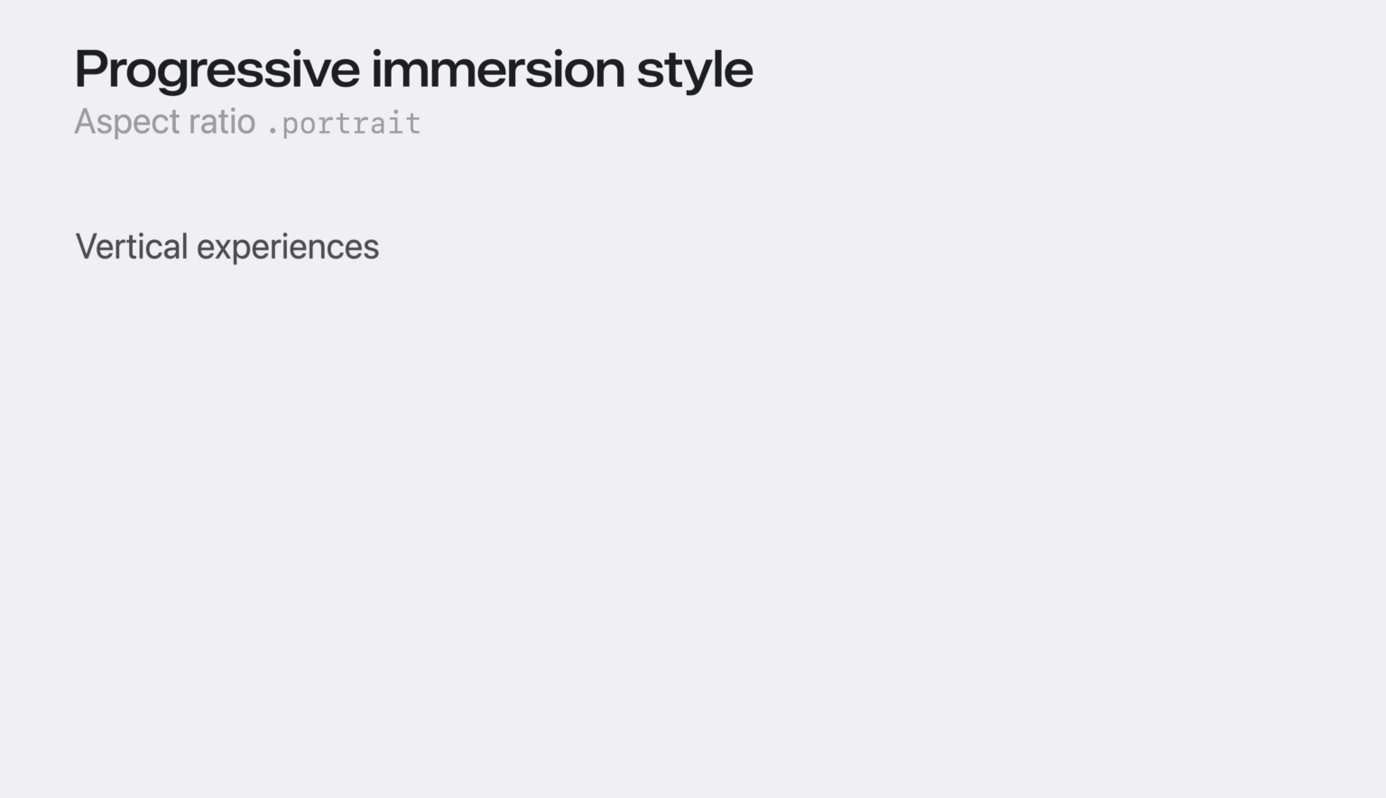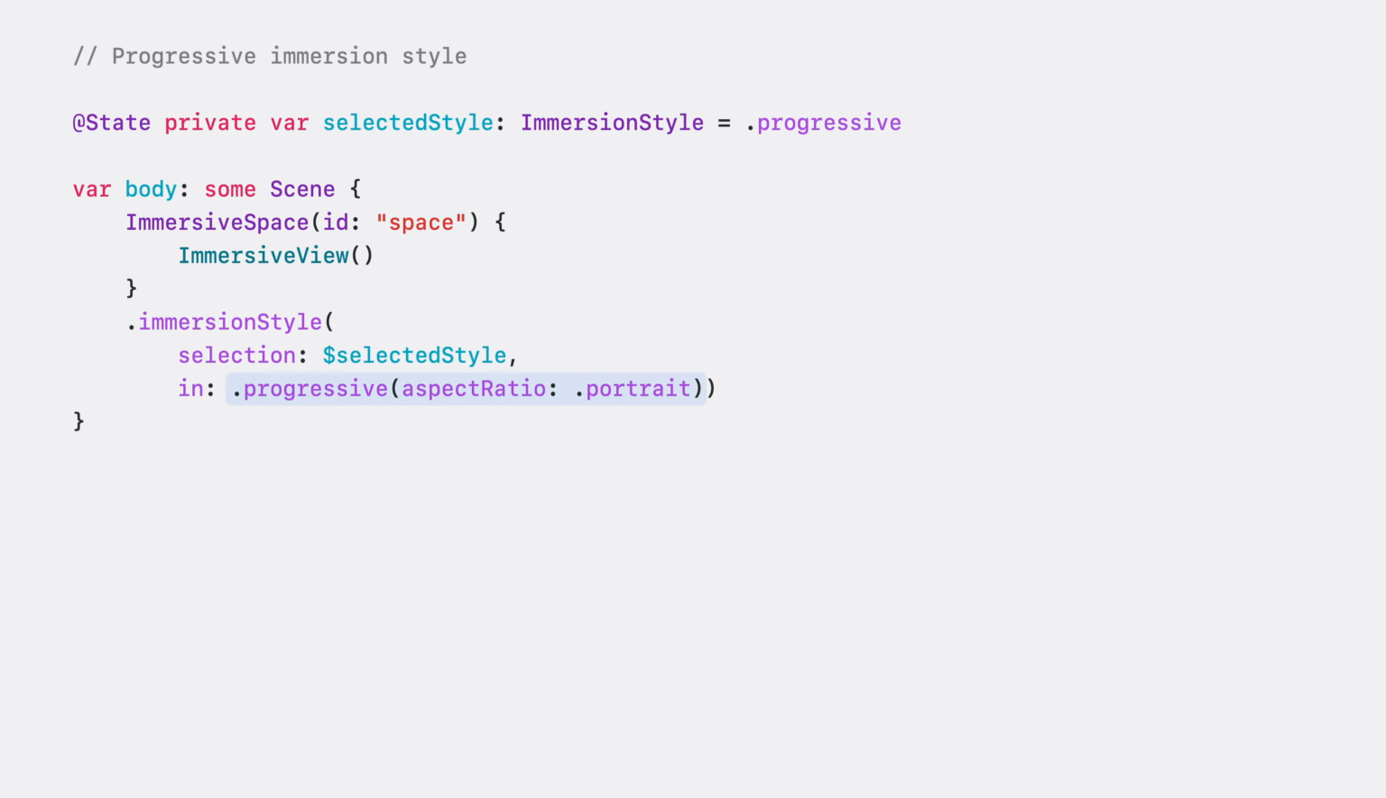Consider using the portrait aspect ratio for vertical experiences, such as when bringing your iPhone games to Apple Vision Pro, or for experiences that contain a high degree of motion, as having stable surroundings in the periphery can help people feel more comfortable. You can specify this aspect ratio with a parameter to the progressive style, as you might with the immersion range.